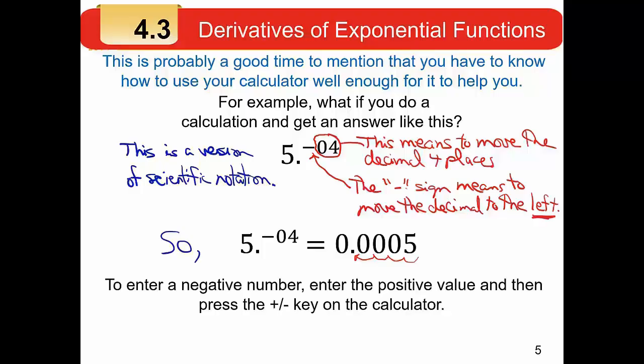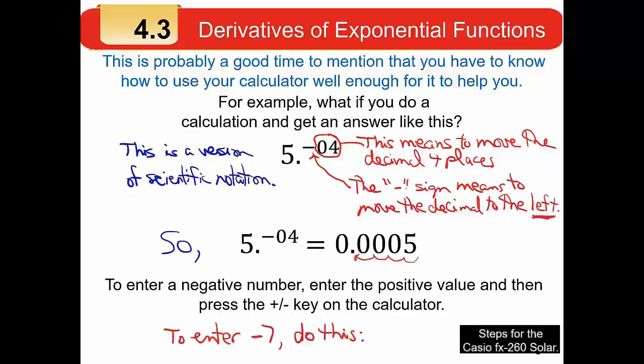How about this? Have you ever tried to enter a negative number in the Casio FX260? You can't enter it directly. What you have to do is just put the positive value in, and there's a plus minus key on the calculator. You press that, and it inserts the minus sign. So if I wanted to enter -7, I would first enter +7, and then I would hit the key that's got the plus minus on it. And if you do that and look at your calculator display, you'll see immediately that a minus sign pops in front of the 7. You cannot enter a negative sign directly. You have to do it that way.